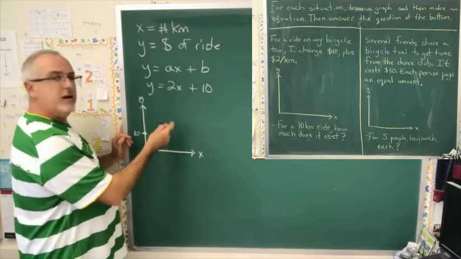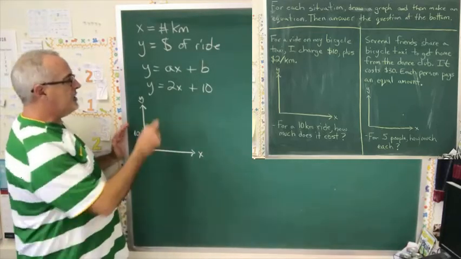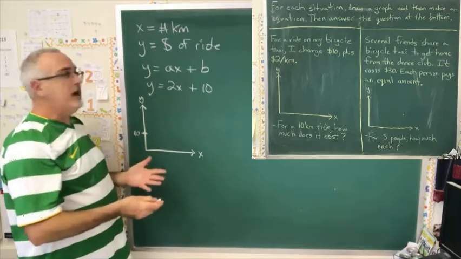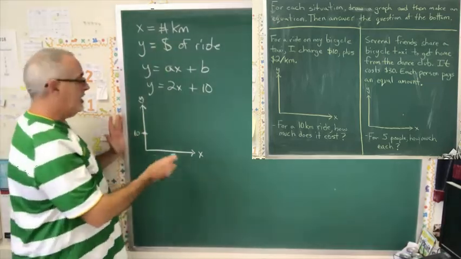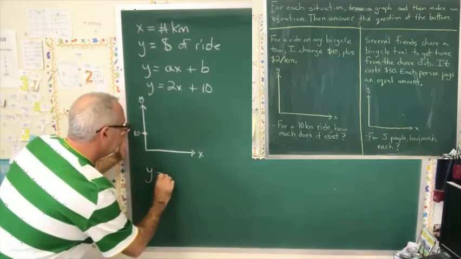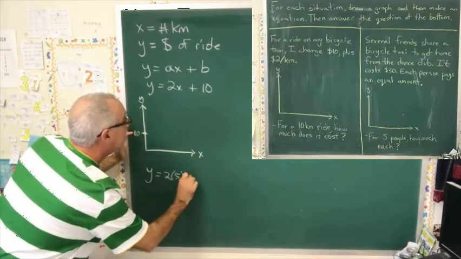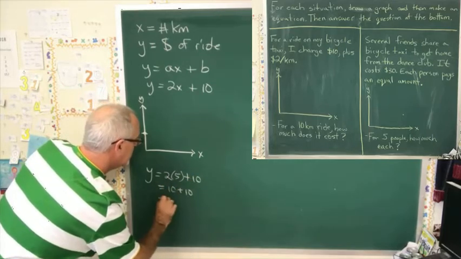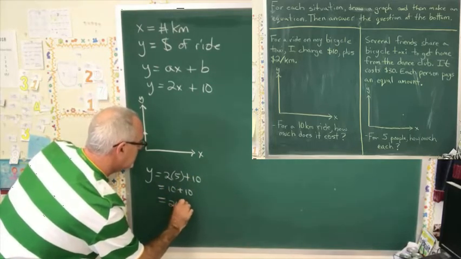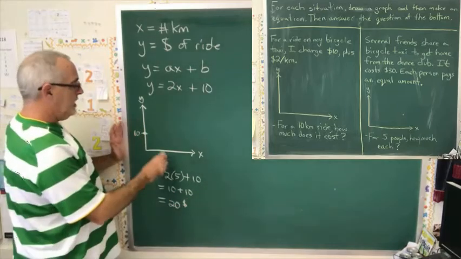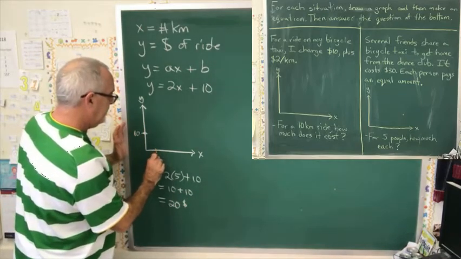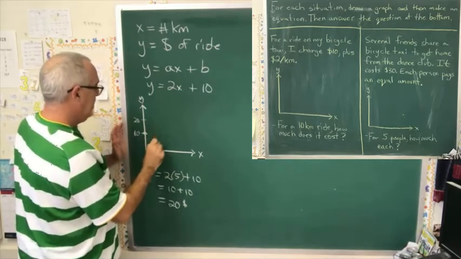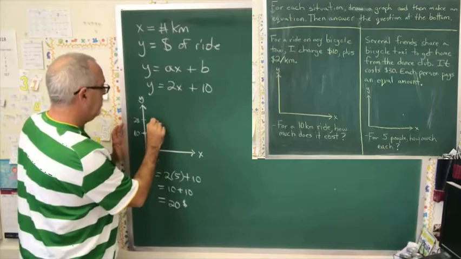Then I need to find another point, so I draw my line in the right place. So I'm going to try plugging a value into my equation. Let's say the number of kilometers is 5. We have y equals 2 times 5 plus 10, which is 10 plus 10, which is $20. And that gives me a second point. If x is 5, y is going to be 20. And we have a point here.